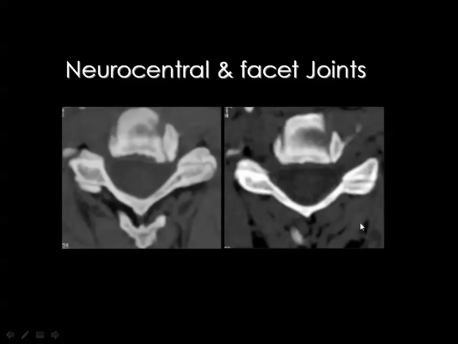Also, the facet joints in the cervical spine and the neurocentral joints are evaluated for osteoarthritis. You know, this is the neural foramen where the nerve root is going through the neural canal. If there is osteoarthritis here, there may be osteophytes which are encroaching on this canal, like in this example. This nerve root canal is good and this nerve root canal is narrowed because of the osteoarthritis of this neurocentral joint.